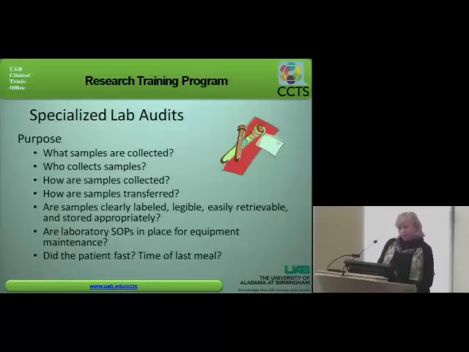And we went over the part where the patient fasted and the time of the last meal. That's something that when I first started research I took for granted, but now I really make sure that if it says that they're fasting, I record the last time they had anything to eat or drink. And I make sure that it's within those hours.